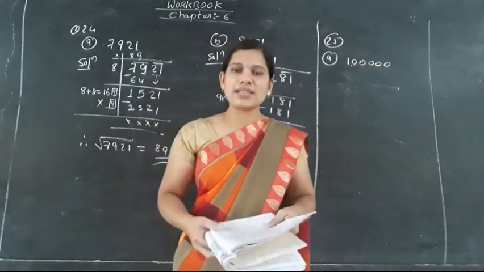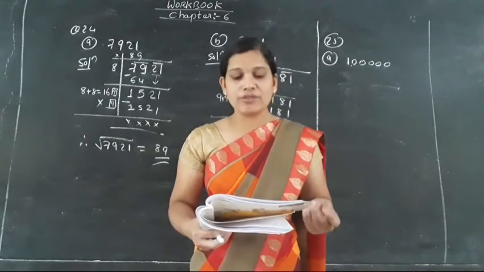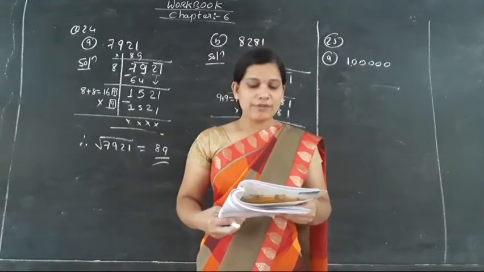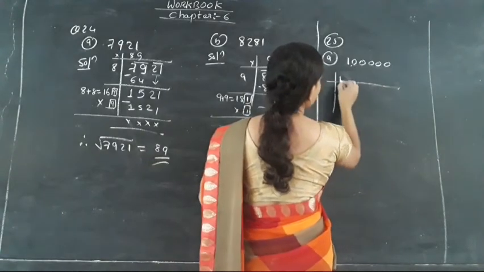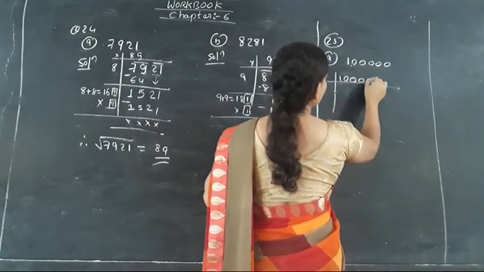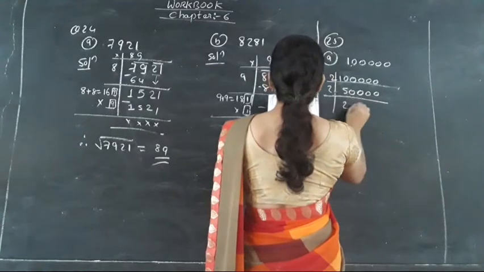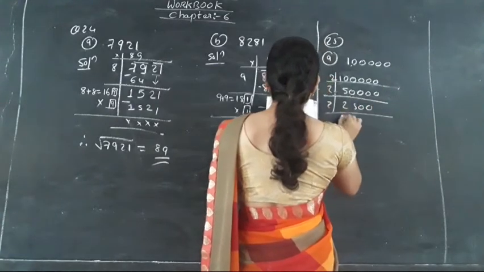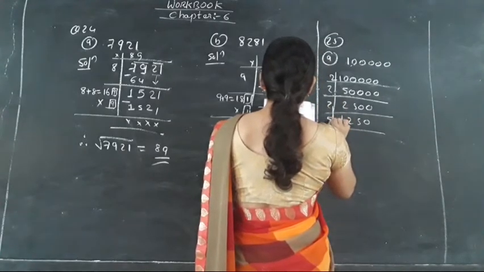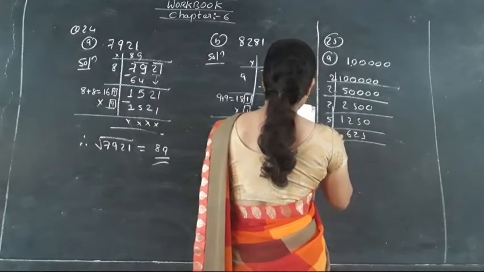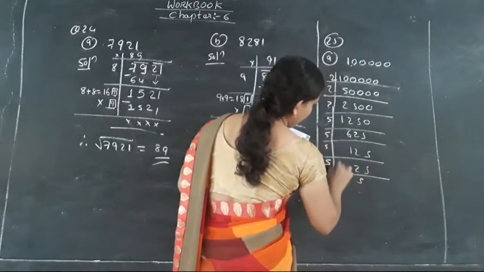Now we have to find the factors. Either you can find it by the prime factorization method or by the long division method. It will become the same answer. So while finding a perfect square, when we find the factors of this number, we get the factors 500, then again 250, then again 125, then 25, and then 5 and 5.